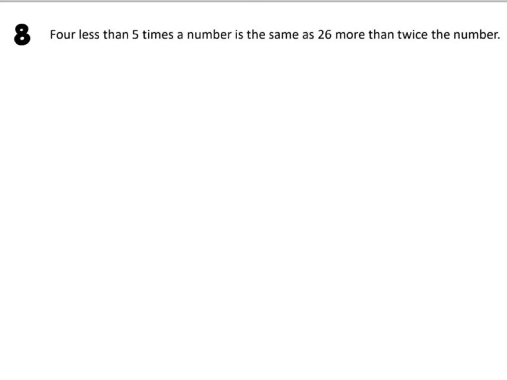Okay, so we have 4 less than 5 times a number is the same as 26 more than twice the number. So 4 less than, that means we're going to subtract. But when you see less than, that means to take the two things that are on either side and flip them. So 4 less than 5 times a number. Well, 5 times a number is 5x, and then 4 less than that is minus 4. So this is 5x minus 4, which is 4 less than 5 times a number.